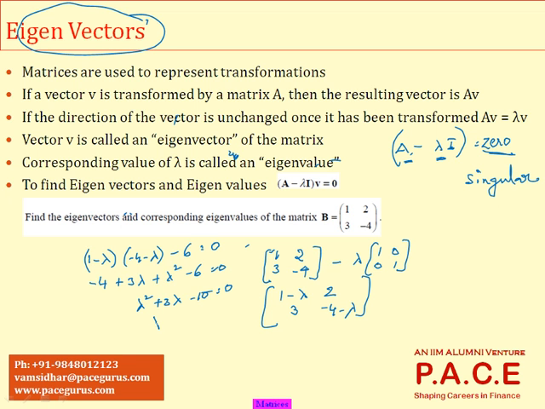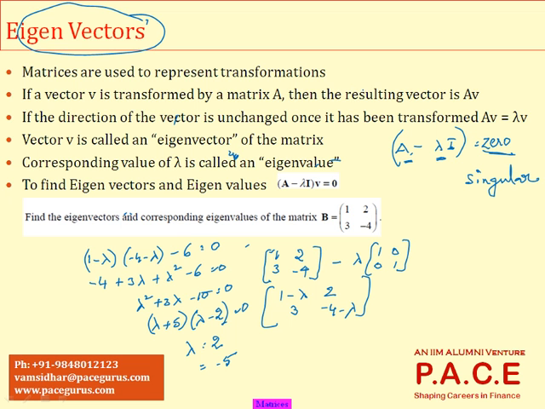So that makes lambda plus 5. You can use your quadratic equations method to find out lambda, making it lambda equal to 2 or lambda equal to minus 5.